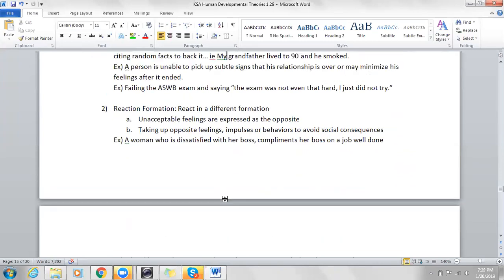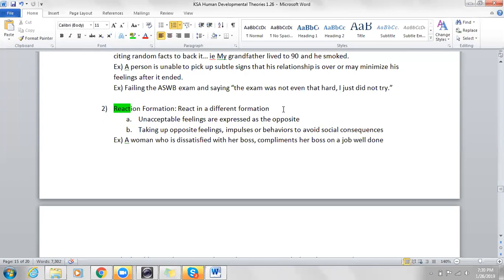Defense mechanism number 2, reaction formation. Key emphasis on react, because we react in a different formation than we want to. It's typically the opposite. So unacceptable feelings are expressed as the opposite. Phil wants to pick up this chair and put it through the mirror in front of him, but instead he just says, "Wow, I look really nice in the mirror." So taking up the opposite feelings or impulses to avoid social consequences.